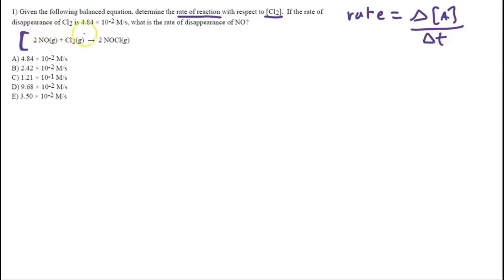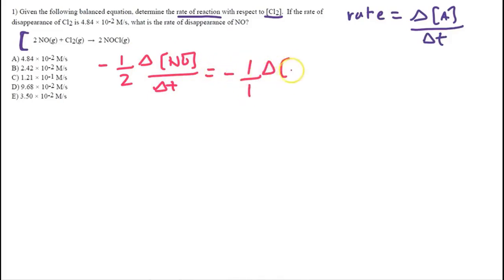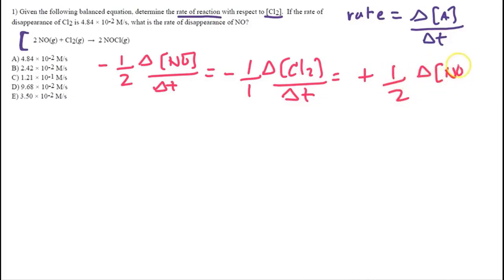For all of our reactants, the rates will be negative, and for our products, they will be positive. So here we'll have negative 1 over 2 times the change in NO divided by the change in T. This is equal to negative 1 times the change in Cl2 divided by the change in T. And this is equal to positive 1 over 2 times the change in NOCl divided by the change in T.